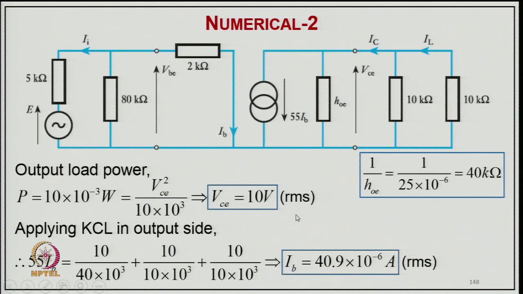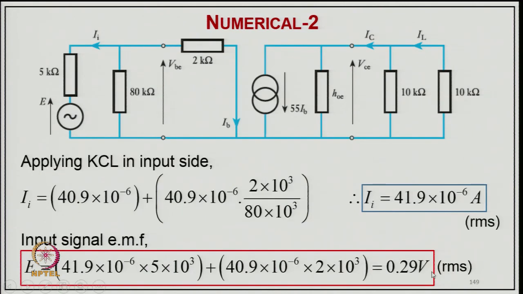Applying the KCL there, you can find 55 IB equals typically 10 upon 10 to the power 3, plus 10 upon 10 to the power 3, plus 10 upon 10 to the power 1, that comes to IB equal to 40.9 microampere, and applying the KCL for the input current.